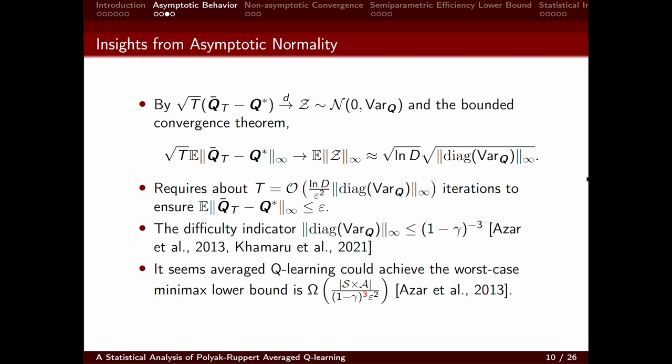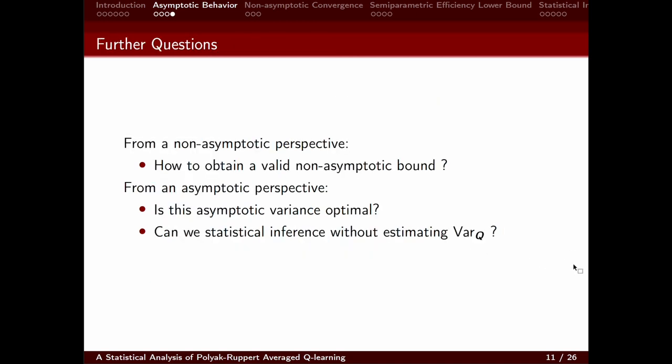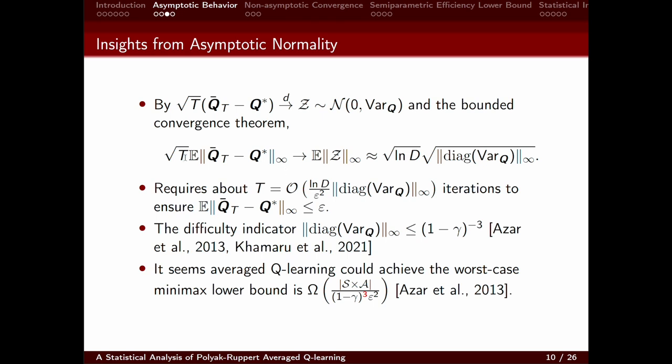And the classical results show that this difficulty indicator is upper bounded by 1 minus gamma to the power of minus 3. So by plugging in this bound, we can find that the averaged Q-learning seems to already achieve the worst-case minimax lower bound. So based on the observation, we want to ask the following questions. First, can we obtain a valid non-asymptotic bound that gives the precise rate at which this convergence happens?